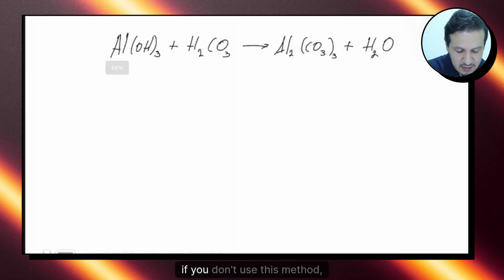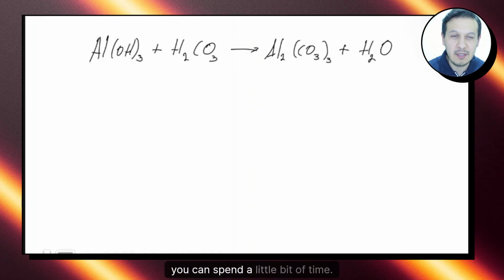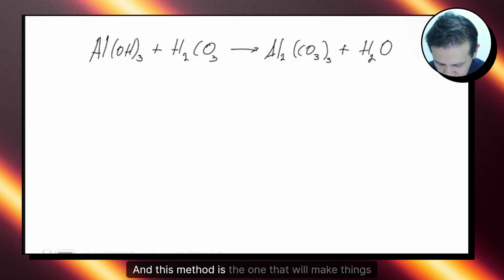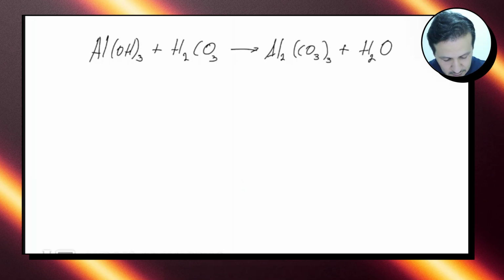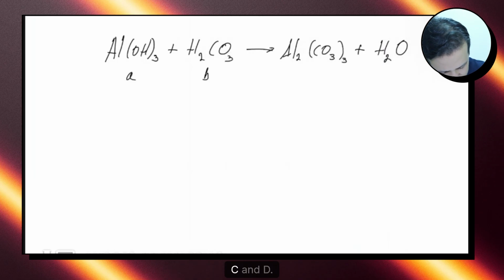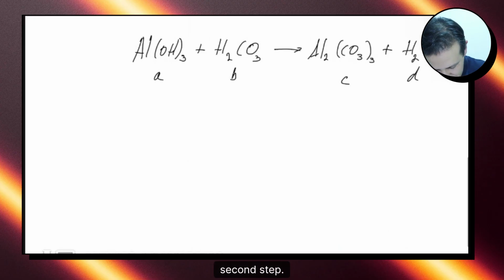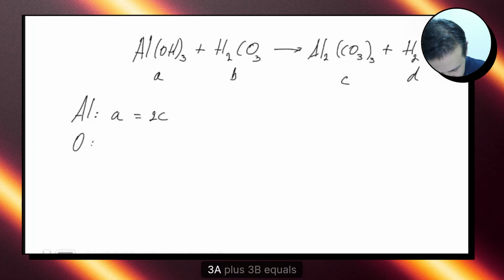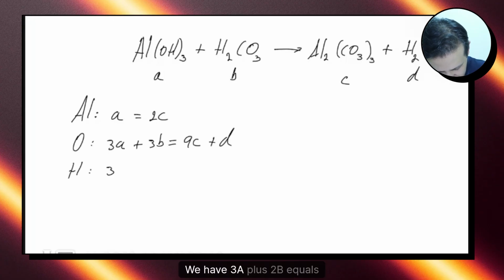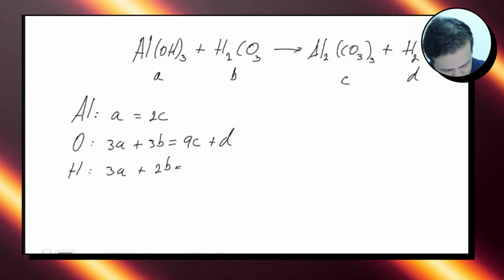Wow, in this case, if you don't use this method, you can spend a little bit of time, okay? But now you know this algebraic method, and this is the one that will make things very easy for you. Look at how fast you will solve it. That will be A, B, C, and D. First step. Second step, aluminum. So A equals 2C. Oxygen, 3A plus 3B equals 9C plus D. Wow, oxygen is long. Hydrogen, we have 3A plus 2B equals 2D.